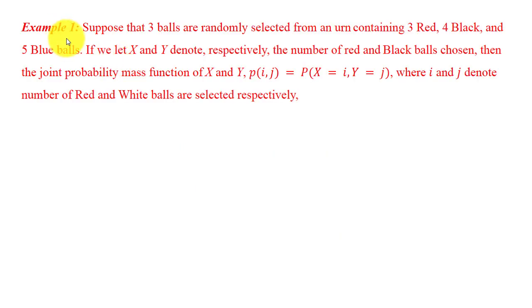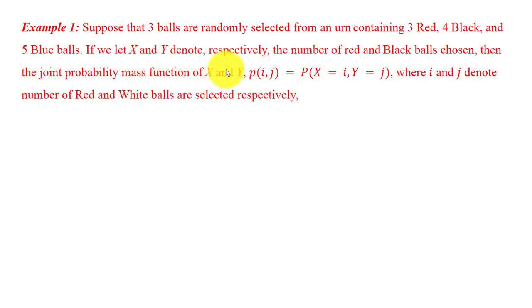Now consider one example. Suppose that 3 balls are randomly selected from an urn containing 3 red, 4 black and 5 blue balls. So a bag contains 12 balls. Out of those 12 balls, 3 balls are red, 4 balls are black and 5 balls are blue. And we are selecting 3 balls randomly.